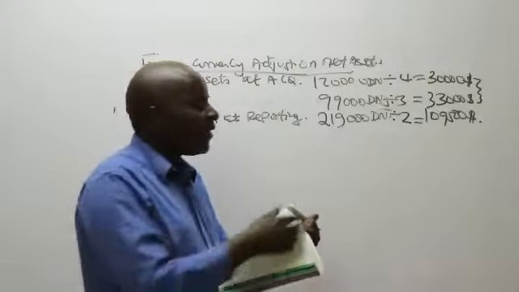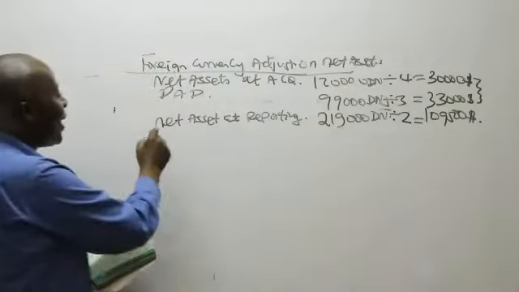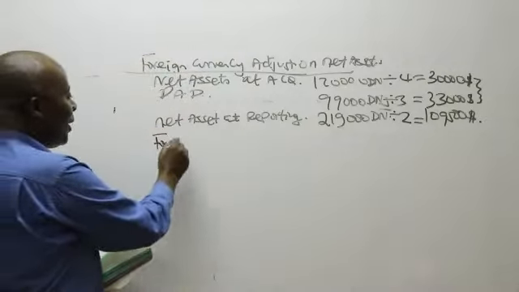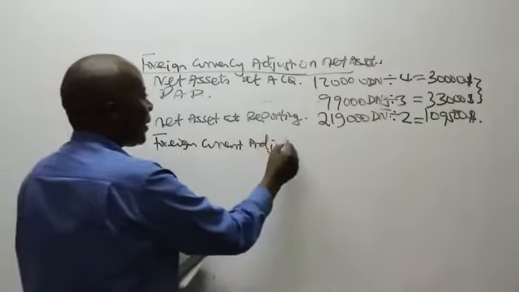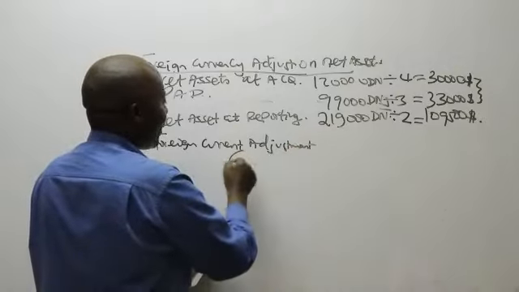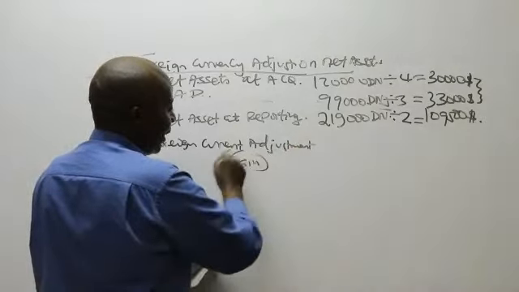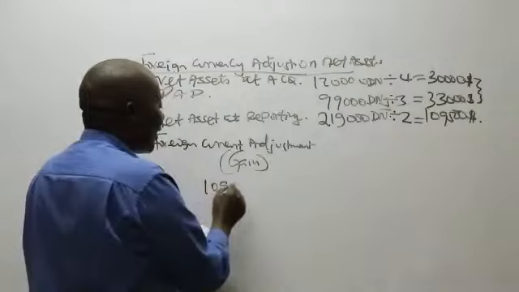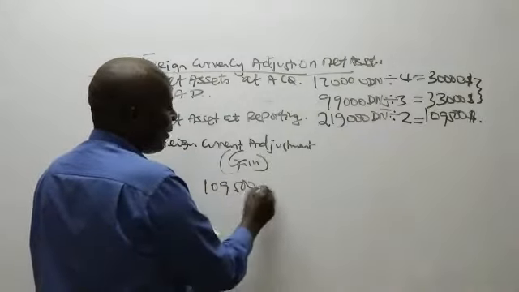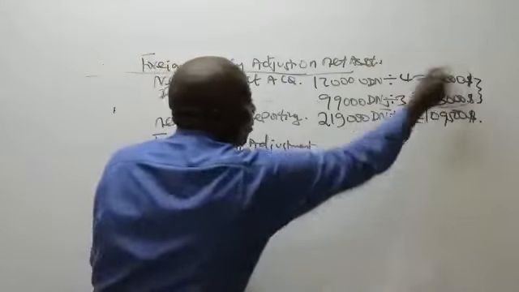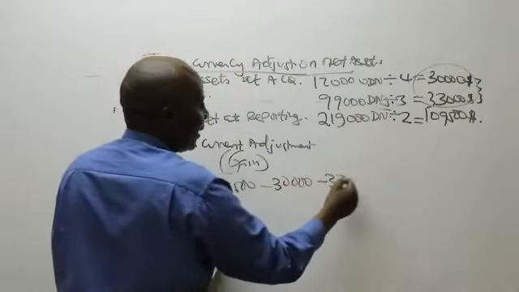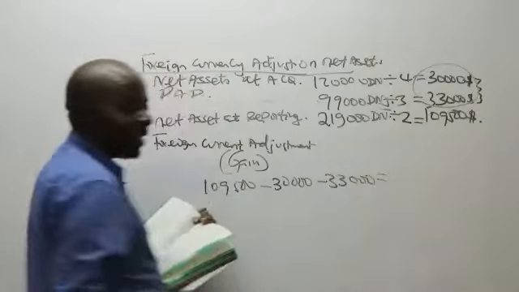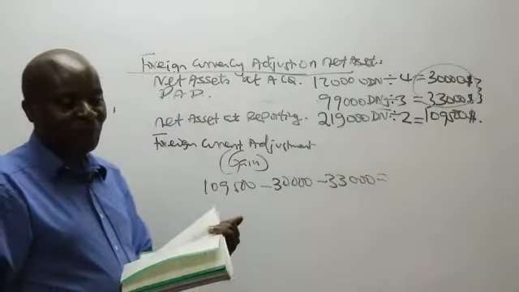So, ladies and gentlemen, for you to be able to get a foreign currency adjustment on net assets, which will be a gain here, I can see it's a gain. What I'll do, I'll take the closing rate 109,500 minus these other two combined. I'm going to subtract 30,000 minus 33,000. You'll be able to get your gain on net assets.